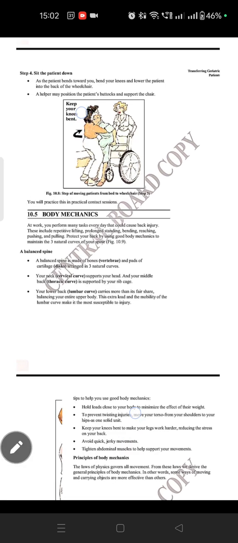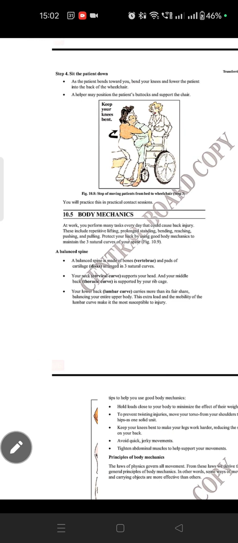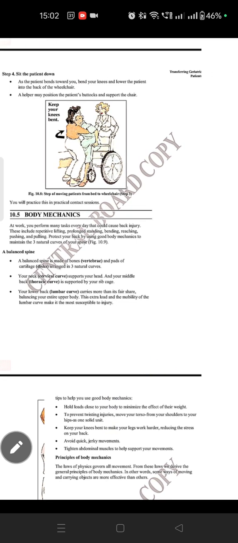So we have the balanced spine. The vertebrae are arranged in three natural curves. The cervical curve supports the head, then we have the thoracic curve, and then the lumbar curve, which we can also support. Then we keep the patient in the bed and check.